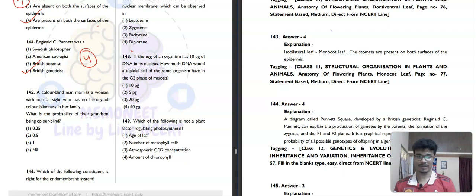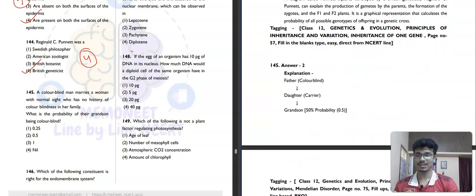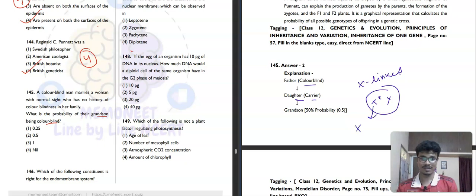Question number 145. It is saying that a colorblind man marries a woman with normal sight, who has no history of color blindness in her family. What is the probability of their grandson being colorblind? If the father is colorblind, the daughter would be a carrier, because you know that it is an X-linked recessive disease. So the father is colorblind, then the father has the affected X chromosome. The daughter definitely will be the carrier. So the grandson will have a 50% probability of being colorblind. Okay, so that means 0.5. The second option will be our correct answer.